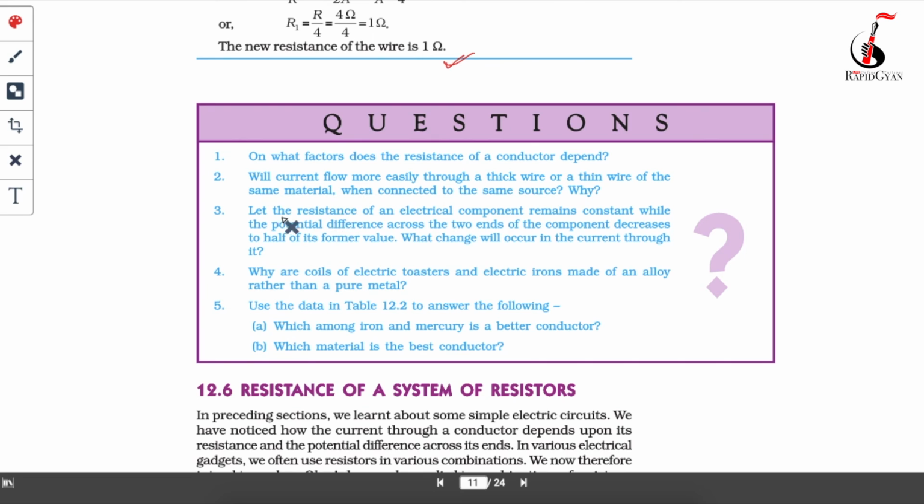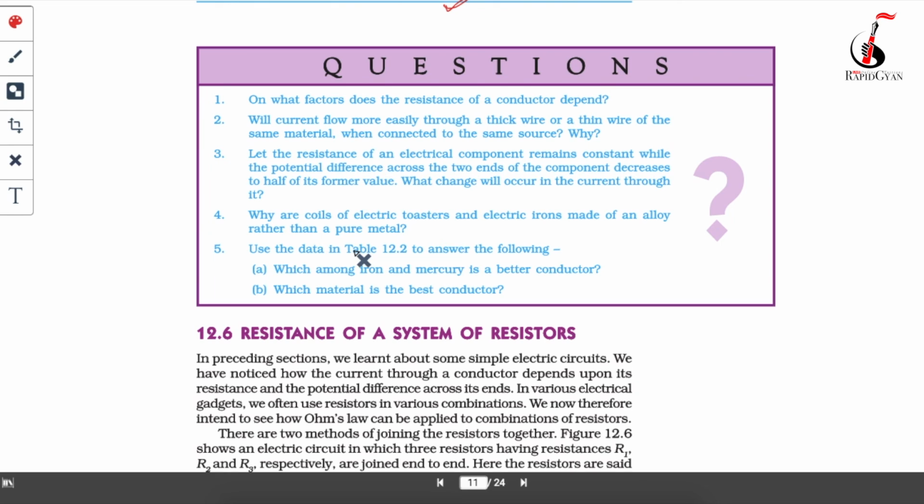Next question is saying, let the resistance of an electric component remain constant while the potential difference across the two ends of the component decreases to half of the former value. So now resistance is the same and the potential difference is becoming half. We have just solved a question on resistivity, anyway, we will solve this also. So how are we going to solve this? We know that V is equal to I into R, correct? Now we will have to find I, so I will become V upon R.